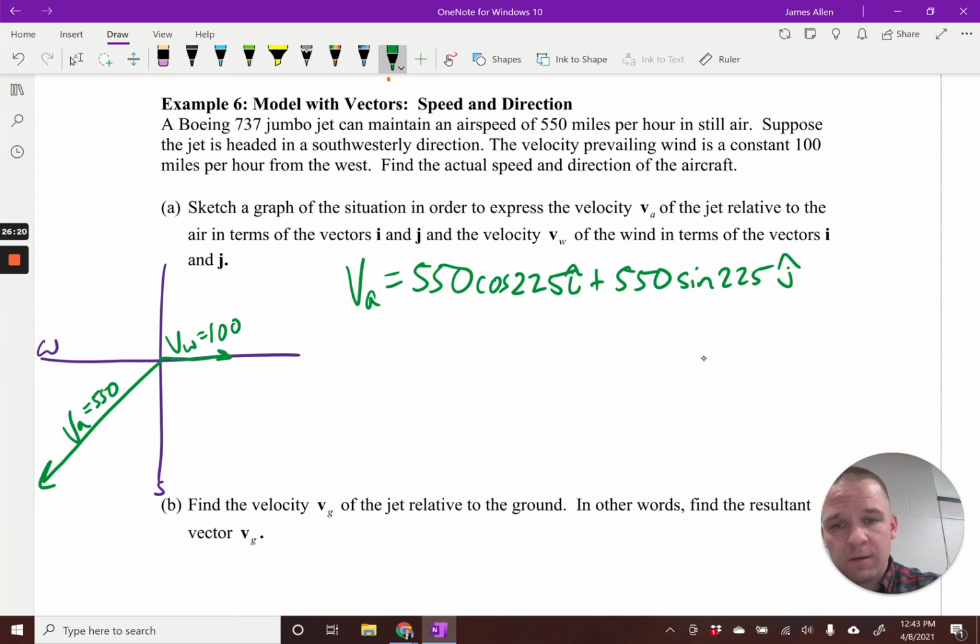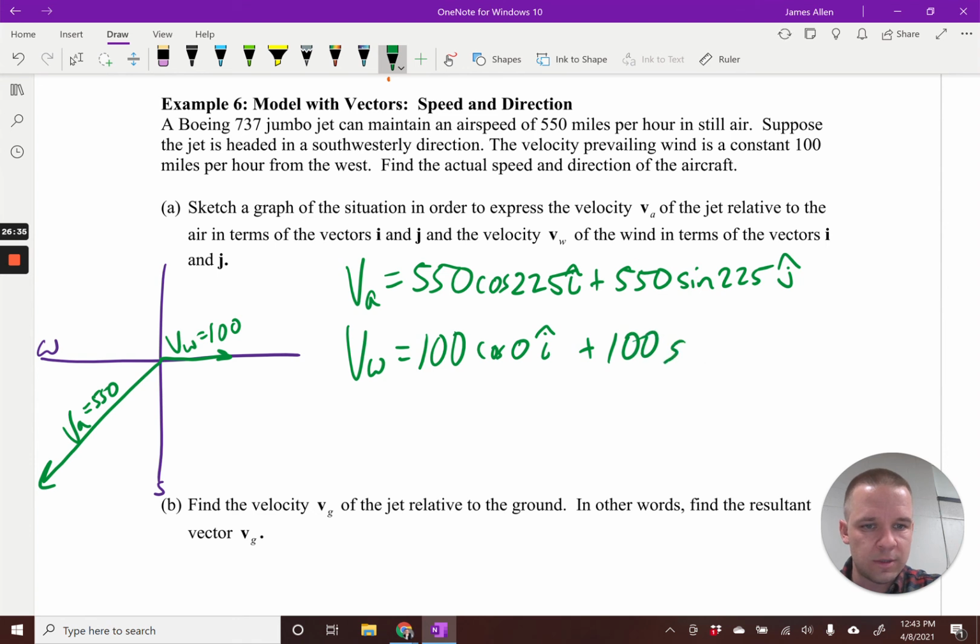Let's do the same thing for the velocity of the wind. So we'd have, in this case, remember 100 was our speed there. So we have 100 cosine of, well, that's a 0 degree rotation, right? So 100 cosine of 0, i hat, plus 100 sine of 0, j hat. Cool. Now, in this next part, because that was all this asked for here, just the velocity of the aircraft and the velocity of the wind. Look at the next one.